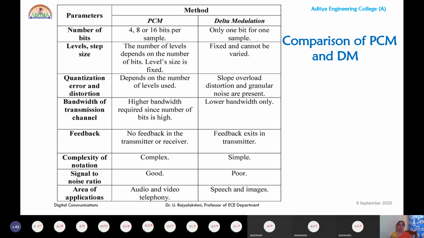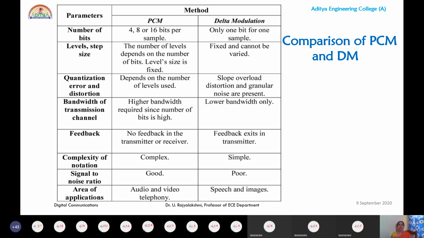Here the number of levels depends on the number of bits. What is the relation between the number of amplitude levels and the number of bits in the case of PCM? Can any one of you respond? One of the students, please tell me what is the relation between the number of amplitude levels L and the number of bits N, the number of bits per sample? L is equal to 2 power n, yes, very good. L is equal to 2 power n. That is the relation in the case of PCM.